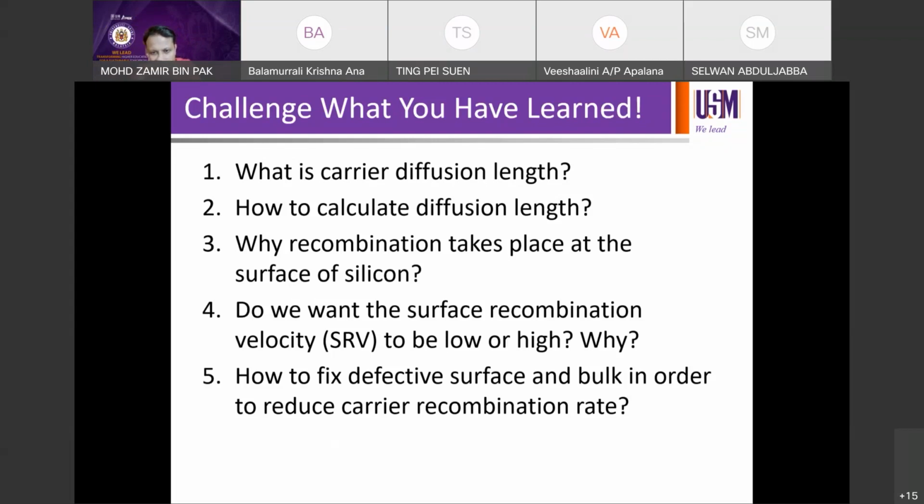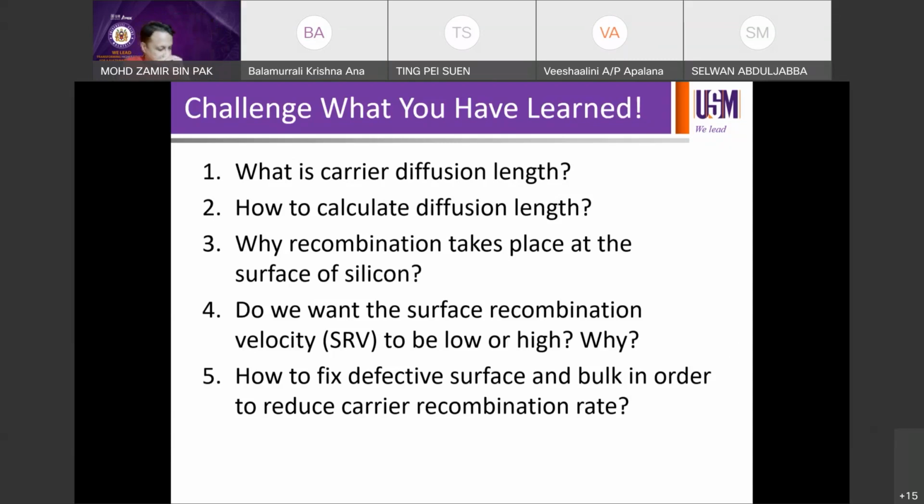Okay. Right. Final question. How do we fix defective surface and bulk in order to reduce surface recombination rate? What do we do? How do we fix the surface? How do we fix the bulk? What do we do? Passivation. Good. Right? Passivation process.